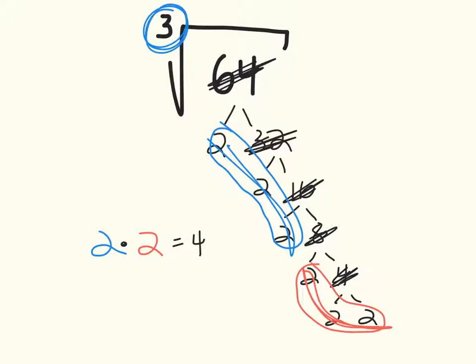Let's check our answer. This problem says that there is some number. If I take the third power of it, I get 64. My guess here is that that number is 4. Let's see, 4 times 4 times 4. You can use a calculator for this, but 4 times 4 is 16. 16 times 4 is 64. We did it.